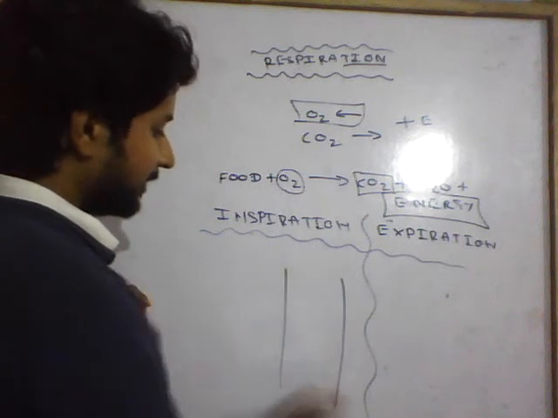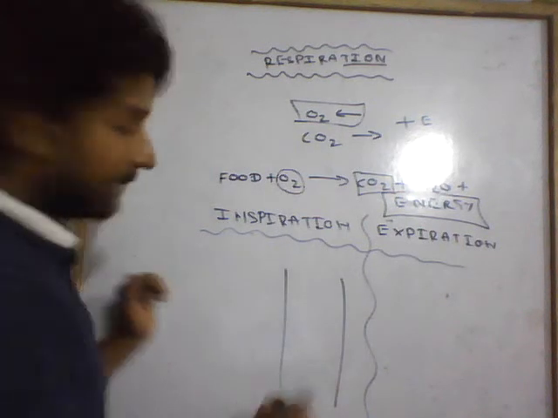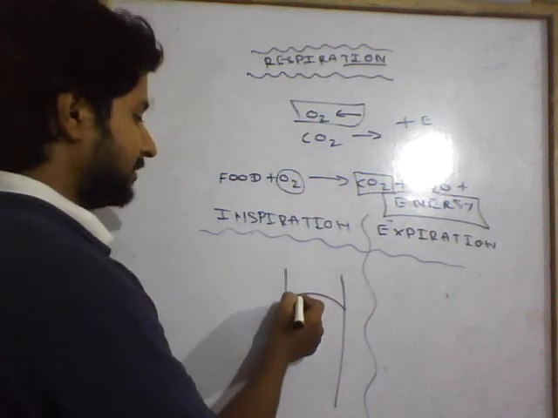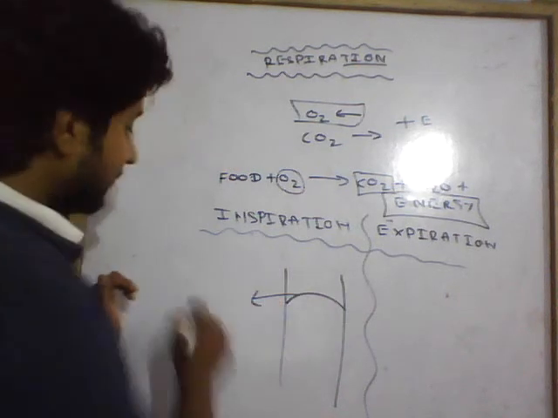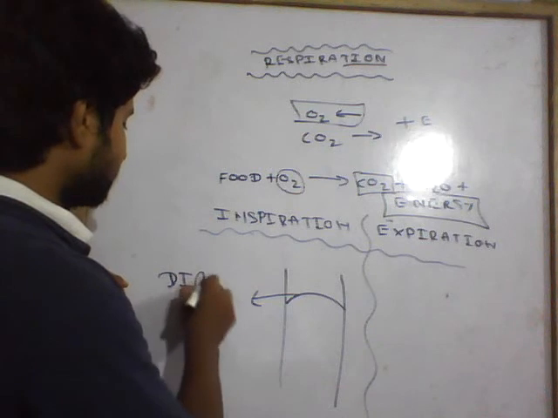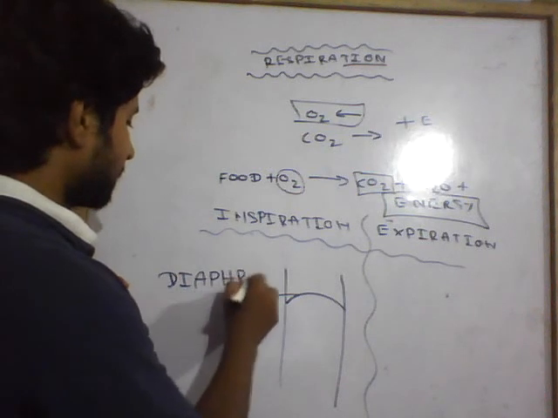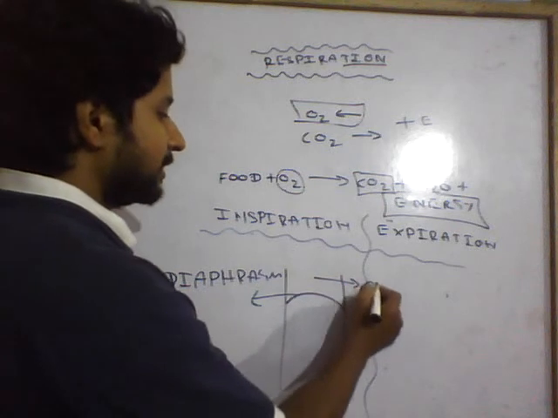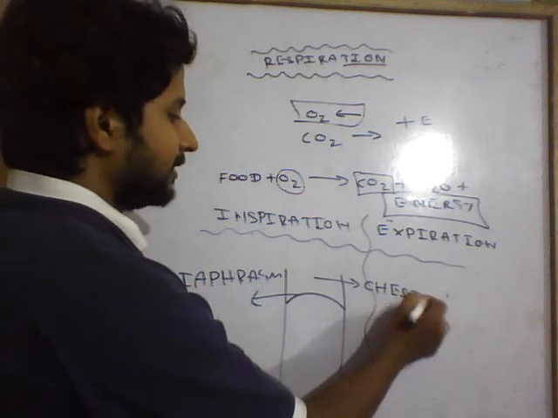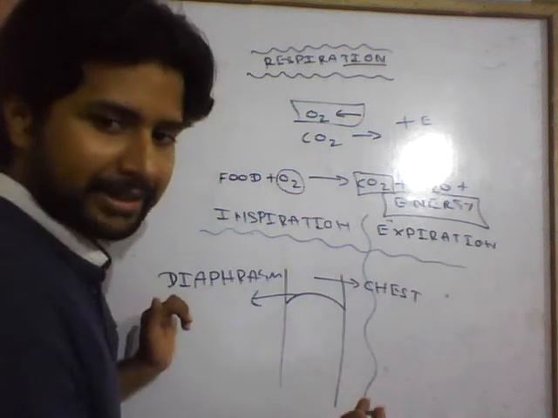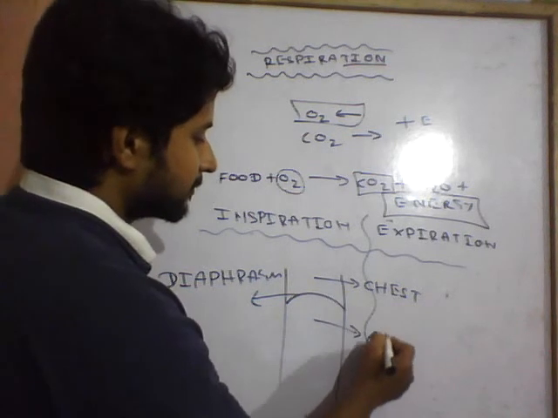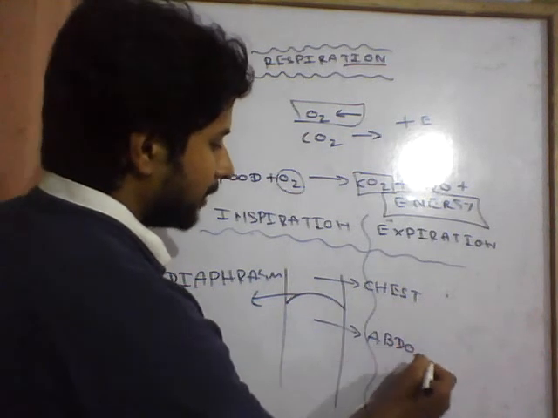Suppose it's the whole human body cavity. It can be further classified into two subcategories, and the septum that divides this whole body into two subcategories is the diaphragm. Above the diaphragm we have the chest cavity, or we can say thoracic cavity, and just below the diaphragm we have the abdominal cavity.